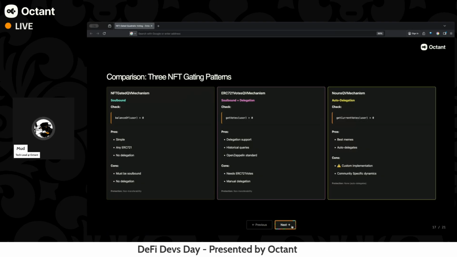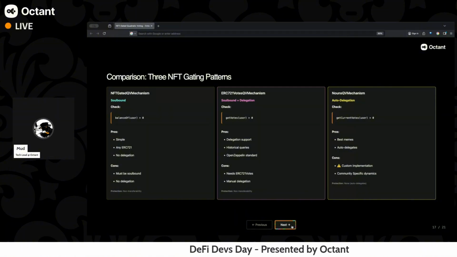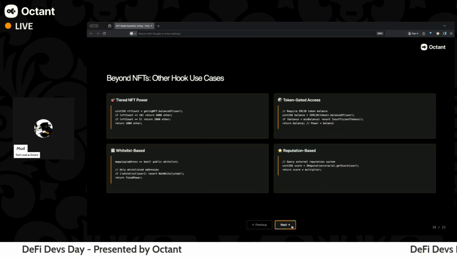So there are different trade-offs here depending on what community you want to serve, and you should check what their implementation looks like before you dive too deep into building.